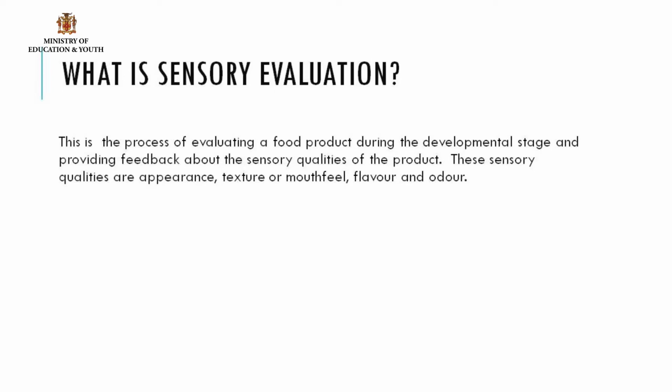This is the process of evaluating a food product during the developmental stage and providing feedback about sensory qualities of the product. These sensory qualities are appearance. Remember, some persons eat with their eyes. So just by looking at it, already they are appealed. They want to have it. So we have appearance, we have texture or mouthfeel, and we have flavor and odor. Those are the qualities that the panelists will look for.